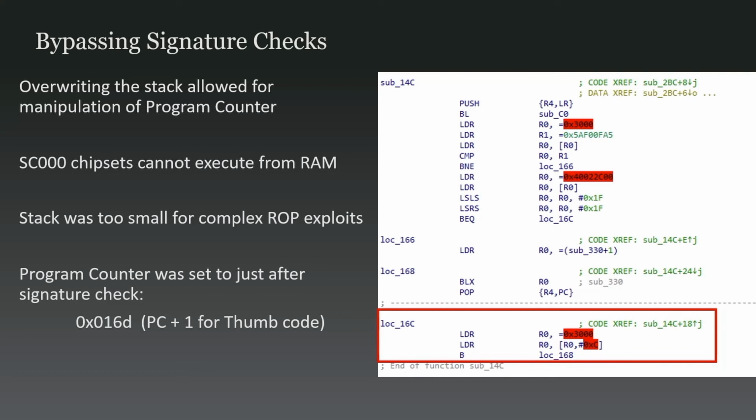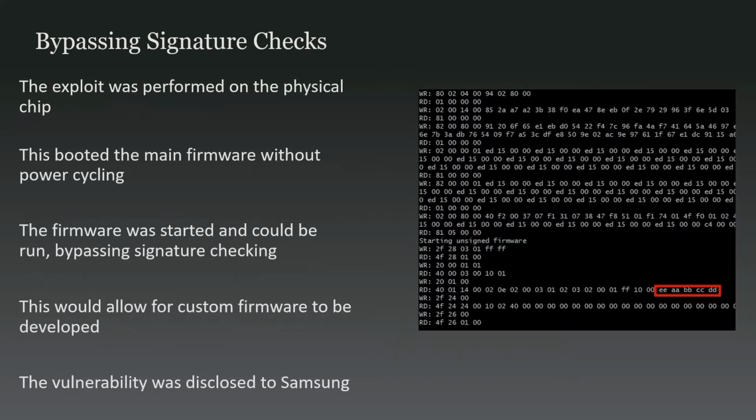In order to get past this, what I did was just make it jump the program counter into the signature checks at the start of the bootloader, past the checks that actually occurred, and into the part where it loaded the address of the firmware and jumped into it, which restarted the chip into the core firmware. I then performed this exploit on the physical chip and found that it worked beautifully.